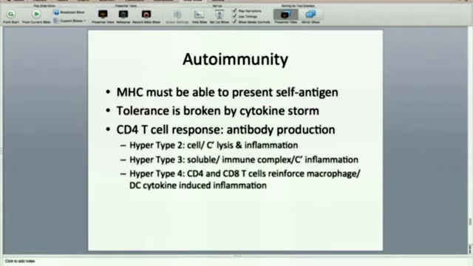And this is an immune complex disease, which then, again, can activate complement, promoting inflammation, or a hypersensitivity type 4 disease, which involves T cells, CD4 and CD8 T cells, which produce interferon gamma to reinforce macrophage and dendritic cell cytokine production to induce inflammation in that regard.